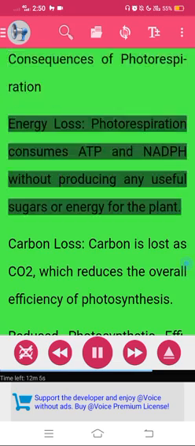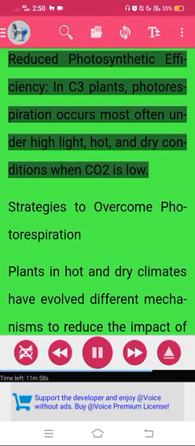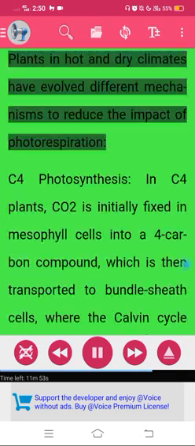Consequences of photorespiration. Energy loss: photorespiration consumes ATP and NADPH without producing any useful sugars or energy for the plant. Carbon loss: carbon is lost as CO2, which reduces the overall efficiency of photosynthesis. Reduced photosynthetic efficiency: in seed-free plants, photorespiration occurs most often under high light, hot, and dry conditions when CO2 is low. Strategies to overcome photorespiration.